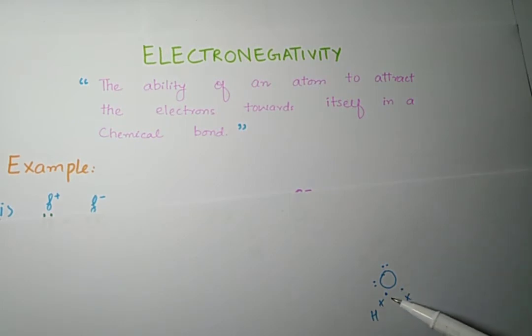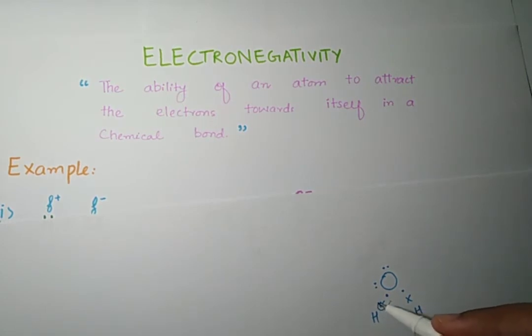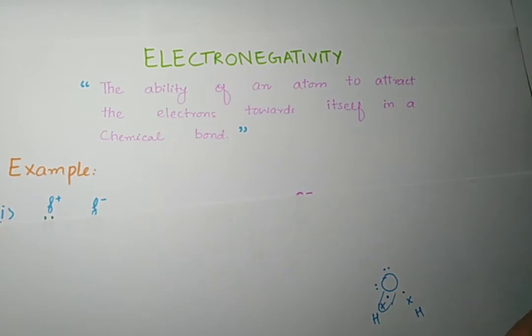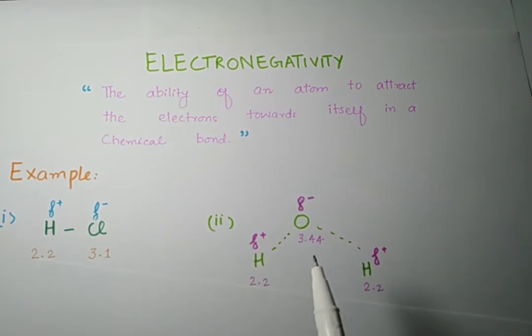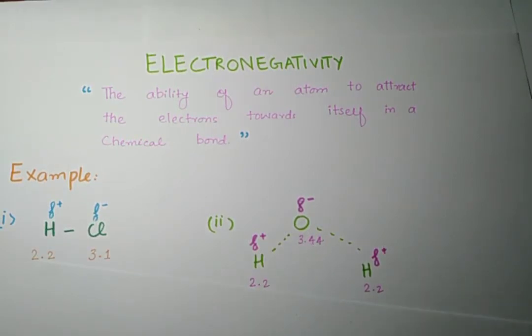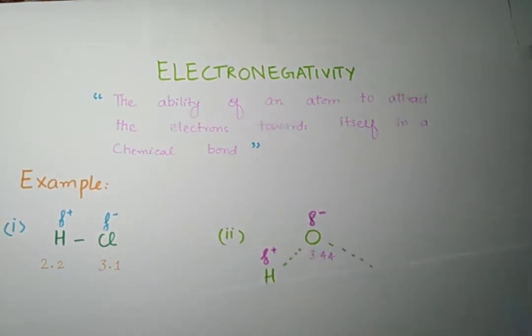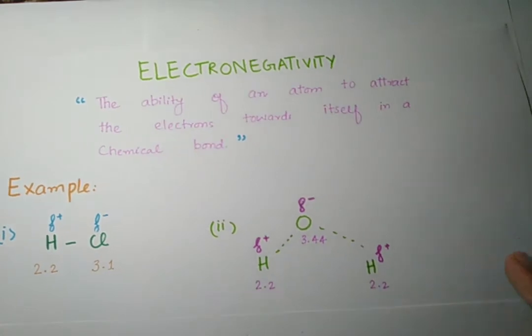So these electrons are more towards the oxygen than towards the hydrogen. Why? Because oxygen is more electronegative than hydrogen, as the values written here show. The oxygen has the electronegativity 3.44 and hydrogen has 2.2. So that's why the electronegativity of oxygen is more than that of hydrogen.